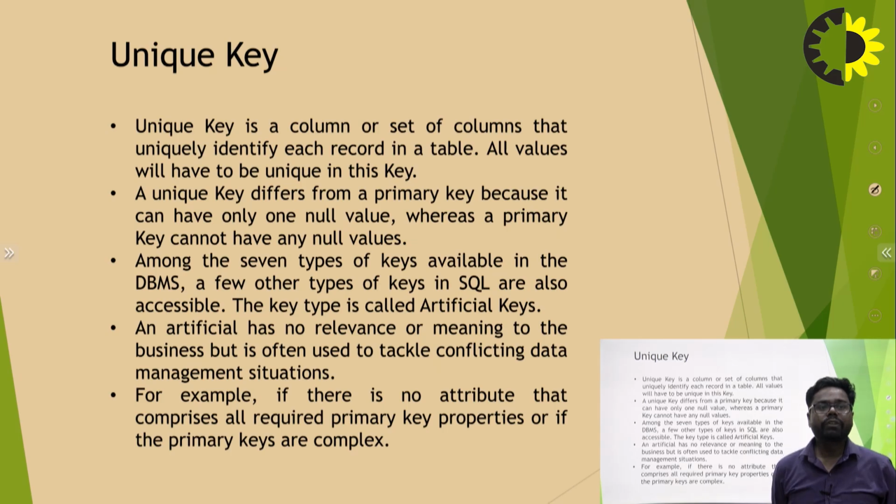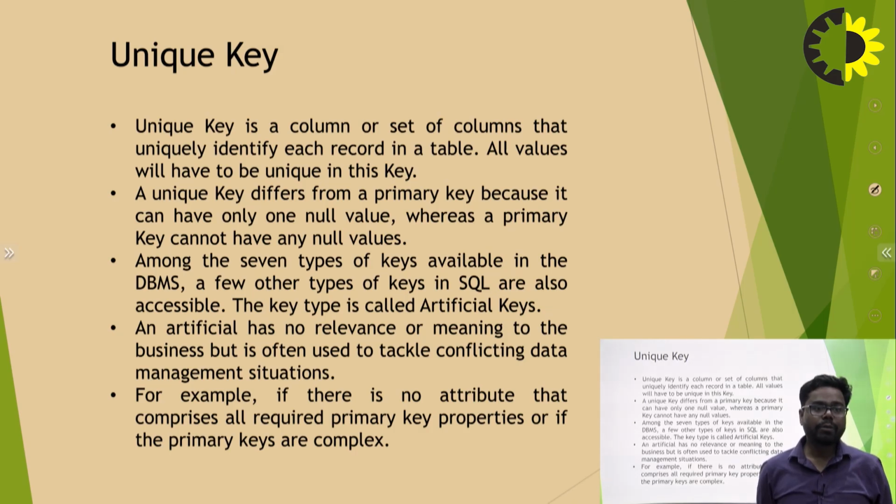A unique key differs from a primary key. A unique key is different from the primary key because it can have only one null value, whereas a primary key cannot have a null value. In a unique key, you can put one null value in an attribute, but after that it can't be. But a primary key cannot be null.